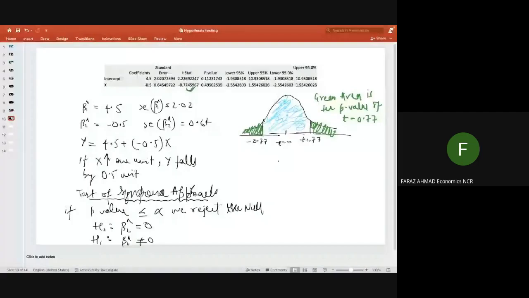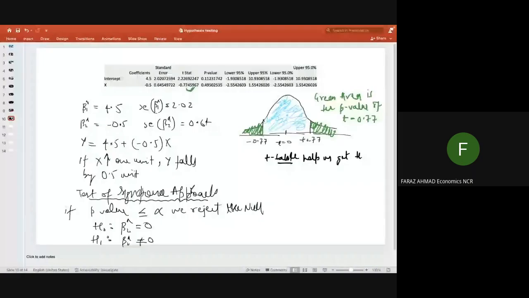So what is the importance of putting this 0.77 on the t scale? The importance is that we have a t table, and if we look into the t table, we can find the green area. It helps us get the p value. So let's see the table.